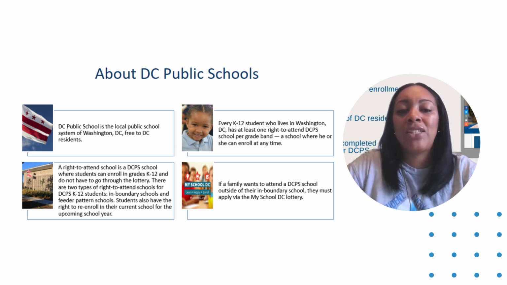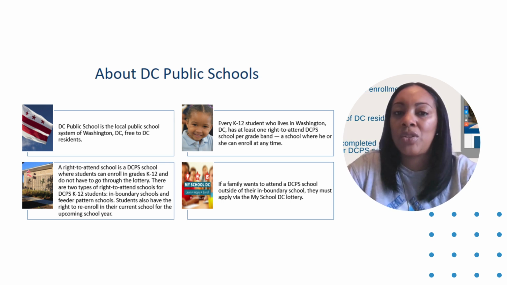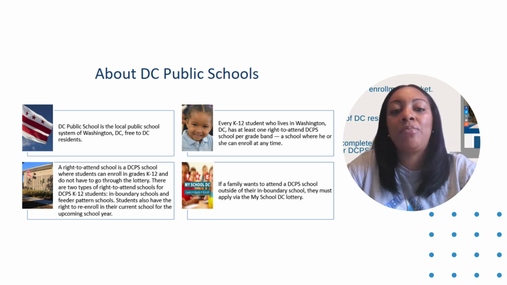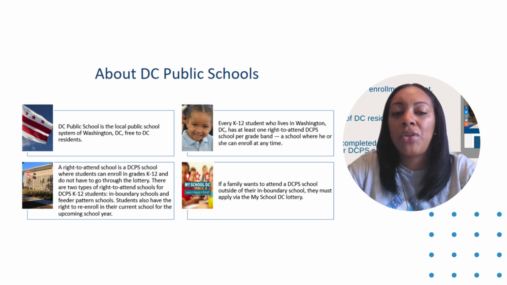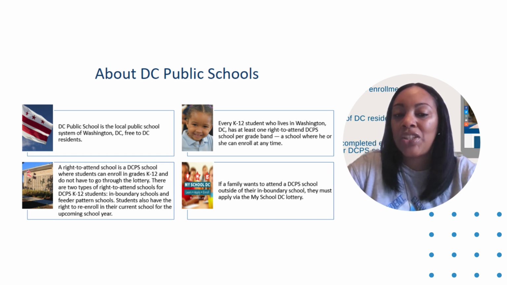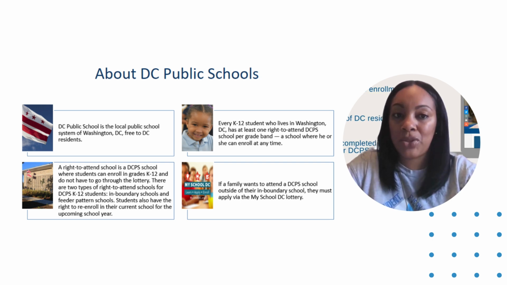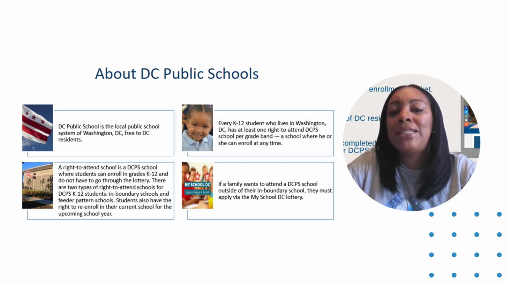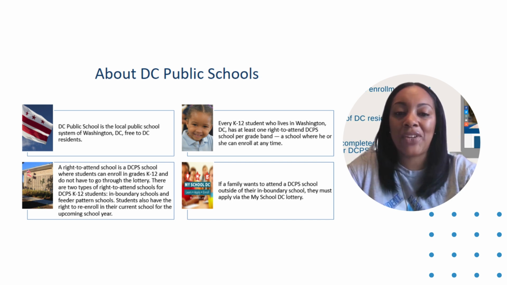There are two types of right to attend schools for DCPS K-12 students. One is in-boundary schools, and the other is feeder patterns. We'll talk more about these later on in this session. Students also have the right to re-enroll in their current school for the upcoming school year. So if a family does want to attend a DCPS school outside of their in-boundary school, they must apply via the MySchoolDC Lottery.